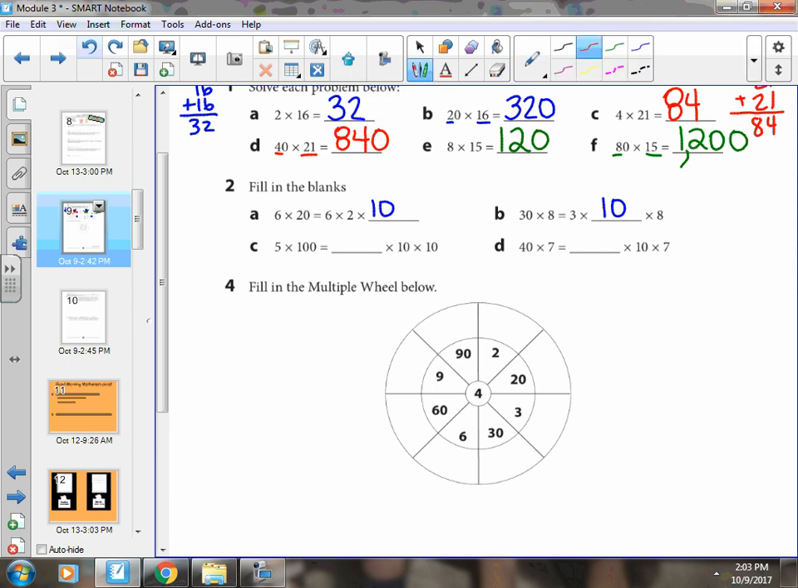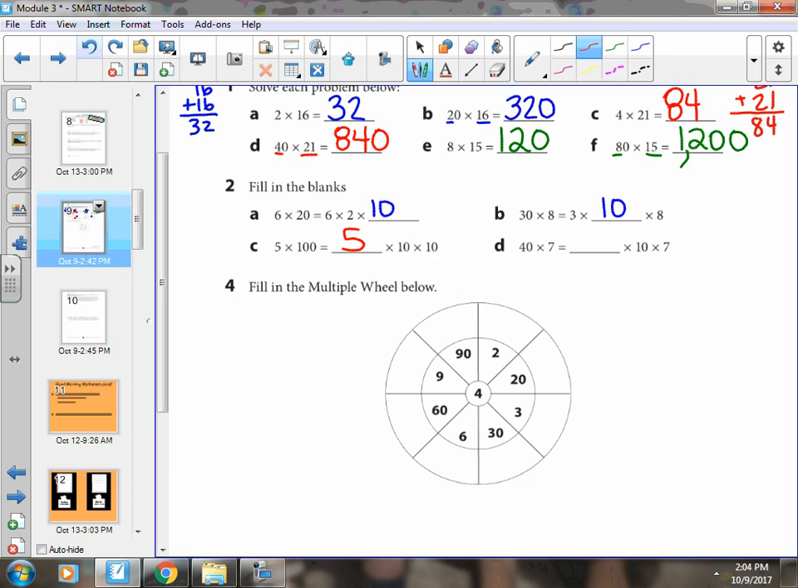Letter C, 5 times 100. I see 100 on the left, and I see 10 times 10 on the right. 10 times 10 is the same thing as 100. So that means there's a 100 on the left and a 100 on the right. So I have a 5 on the left, which means I need a 5 on the right. And if you were to multiply the left-hand side, you'd get 500. And if you multiplied the right-hand side, 5 times 10 is 50, times 10 is 500. So it shows you that the left-hand side is 500 and the right-hand side is 500 if you put a 5 in the blank.